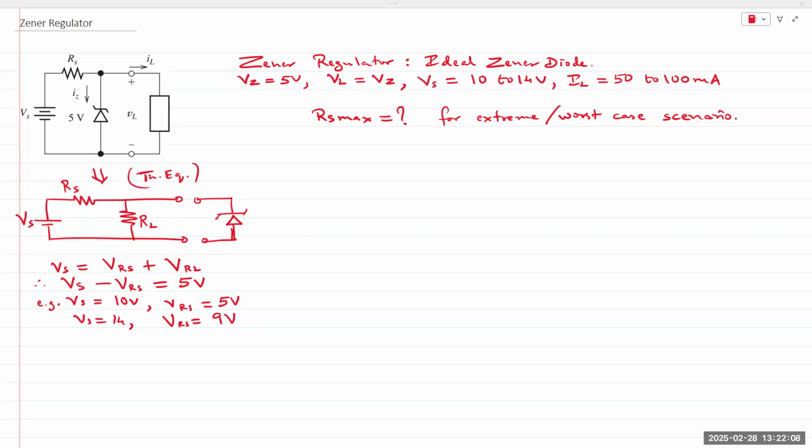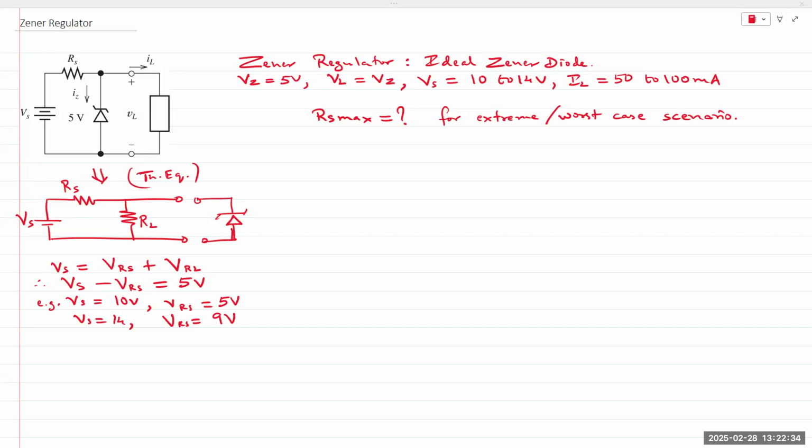So far, so good. All right. What is the worst case, though? There are many different possible states. One of them is the most extreme or worst case. Let's look at the output. Output can go from 50 to 100 milliamps, right? So the worst case is when the demand is at its highest, right?